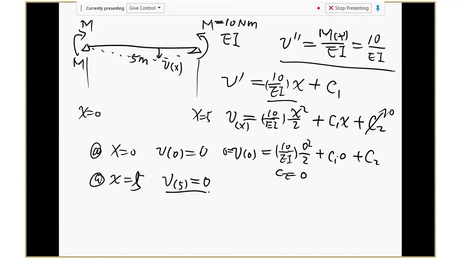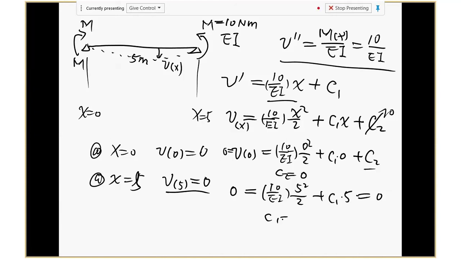Now, use the second boundary condition. So you have 0 equals V at x equals 5. So you have 10 EI, and then 5 squared over 2, plus C1 times 5, then plus C2, which we already know is 0, so it will be equal to 0. Now can we find C1? Yes, we can find C1 from here.